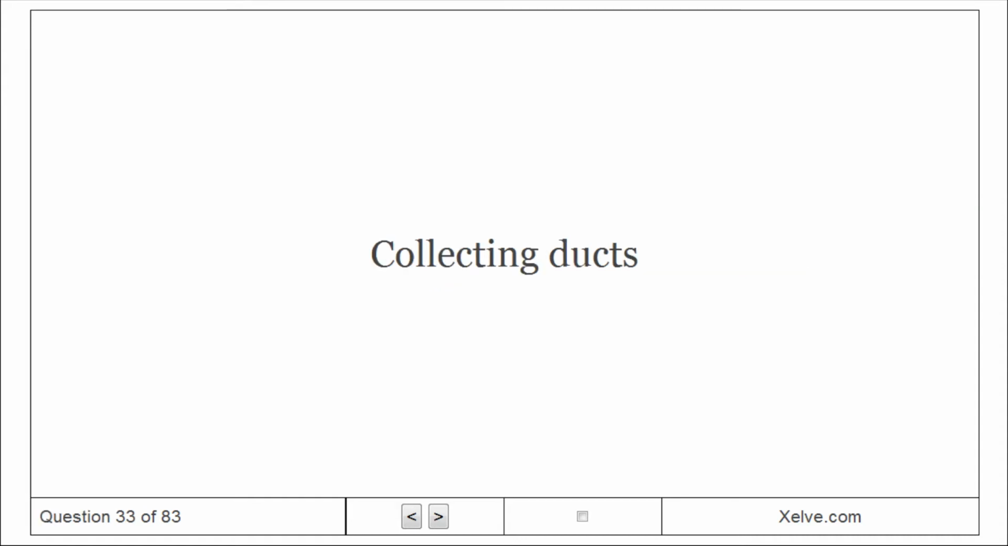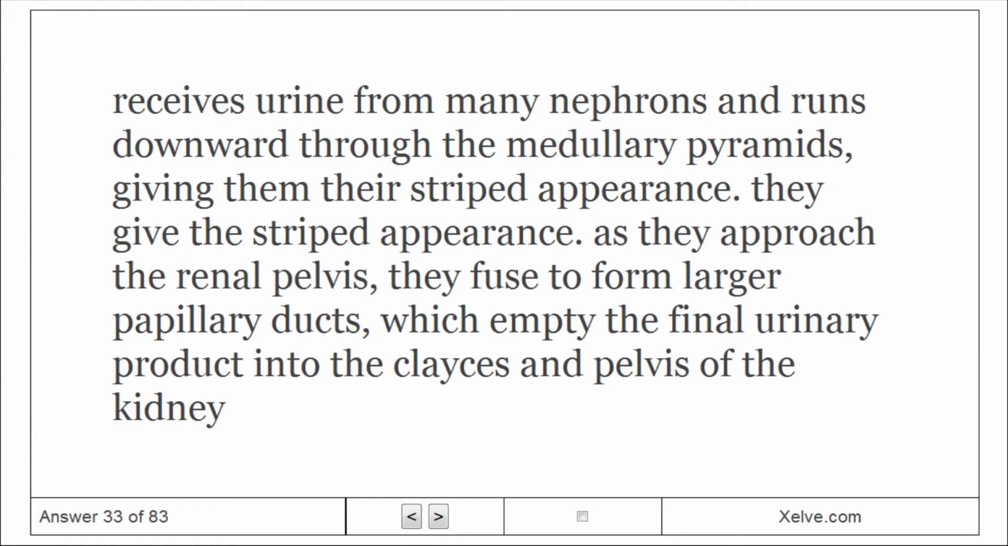Collecting ducts receive urine from many nephrons and run downward through the medullary pyramids, giving them their striped appearance. They fuse to form larger papillary ducts, which empty the final urinary product into the calyces and pelvis of the kidney.